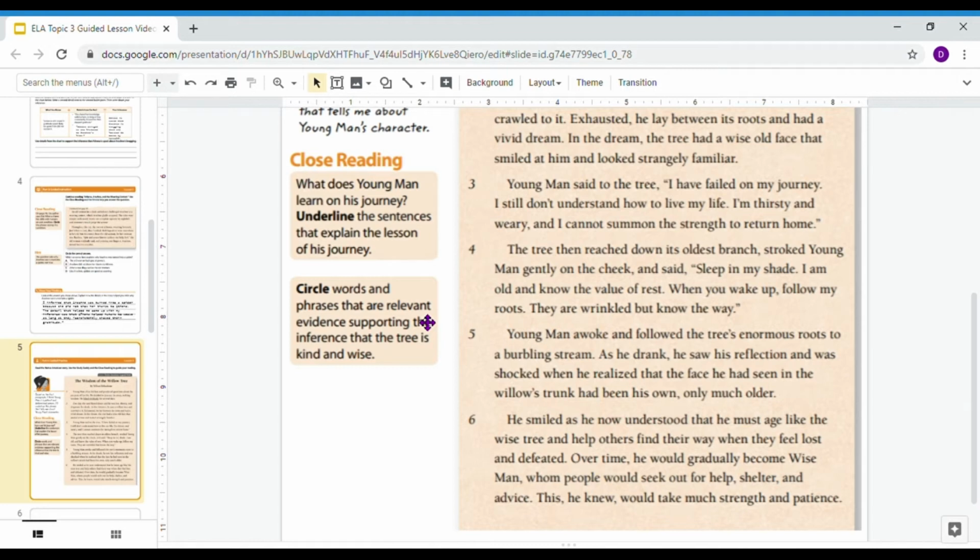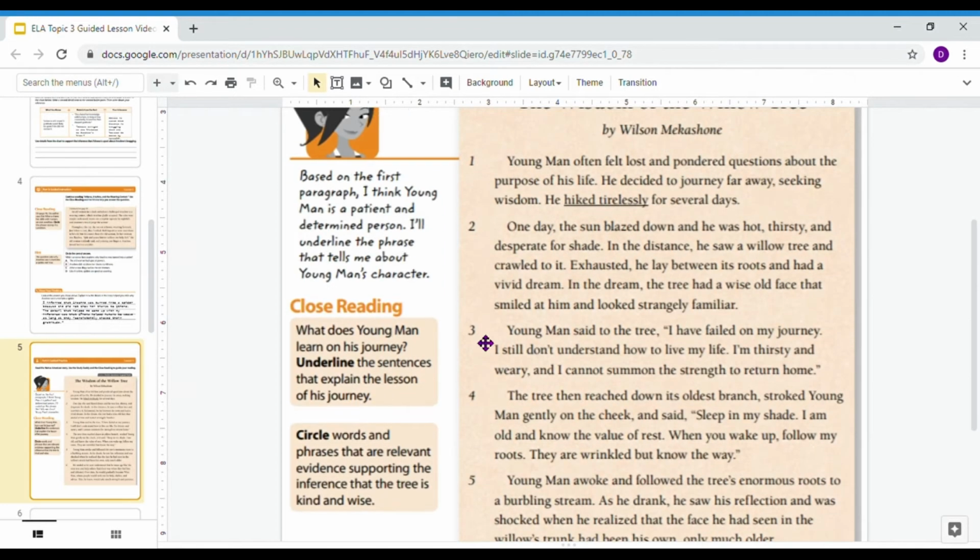So, really quick, some comprehension questions. I know that these aren't written anywhere, but pause. I'm going to ask you a question, pause it, answer it out loud, and then play it again and see if you got it right. So, really quick, why does Young Man even crawl to the willow tree? Pause the video. Why does Young Man come to the willow tree?